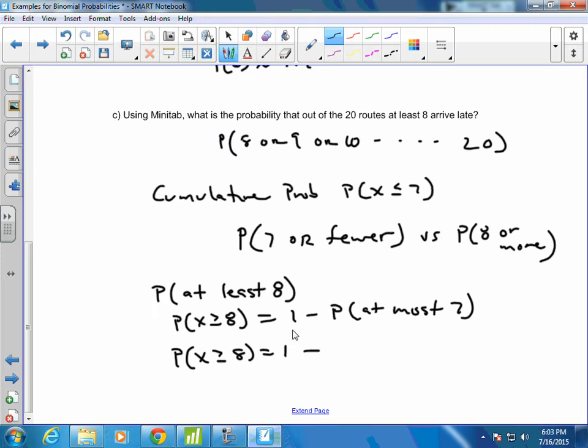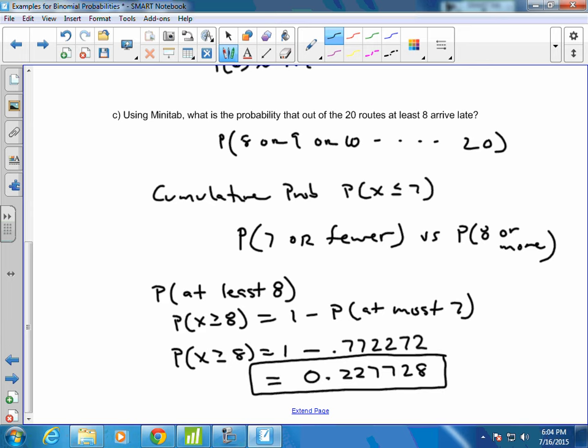So I'm going to put that in. So if I subtract that from 1, I get 0.227728. So there's the probability I'm looking for. So Minitab, it takes a little bit of practice to get comfortable using it, but it can definitely save us some time working on problems like that.